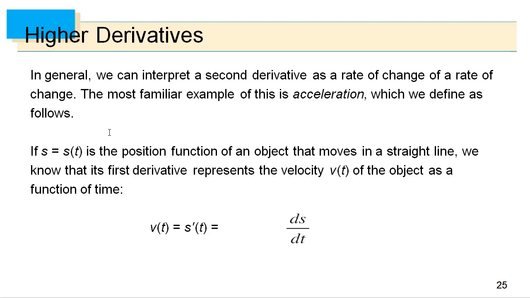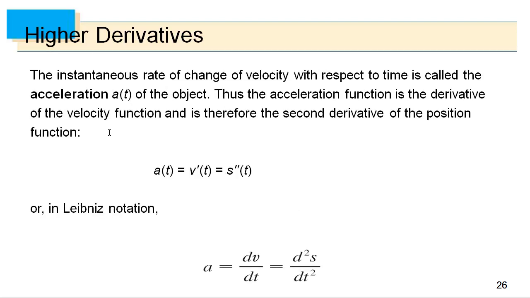In general, we can interpret a second derivative as a rate of change of a rate of change. And the most familiar example of this is acceleration. It's how fast your velocity is changing. The instantaneous rate of change of velocity with respect to time is going to be called acceleration, and that's going to end up being the first derivative of velocity. And of course, velocity was the first derivative of position, so acceleration just ends up being the second derivative of position.